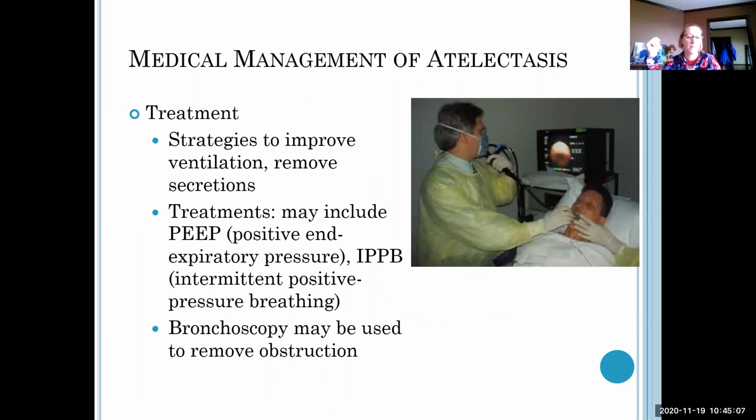So managing it: strategies to improve ventilation, treatment. PEEP, which we've talked about, is one option if they're on the ventilator, or again, stimulating those things to stimulate PEEP, like pursed lip breathing and intermittent positive pressure breathing. Bronchoscopy might be used to remove the obstruction if it's the cause. So there's an example of a bronchoscopy that could be performed to remove it.